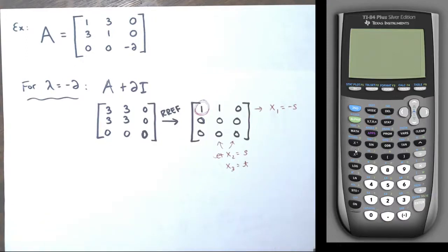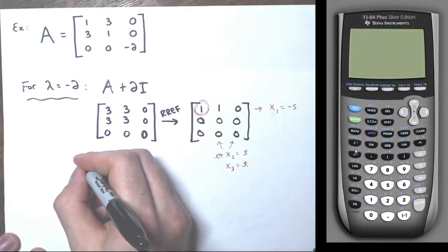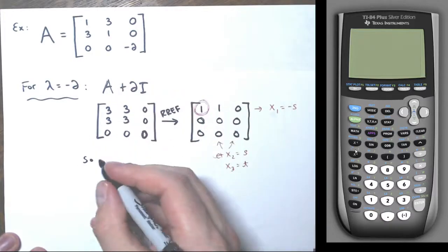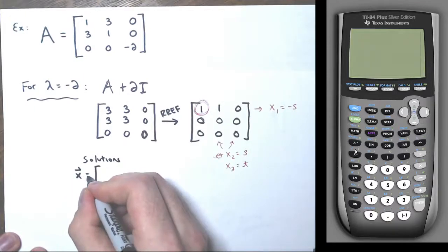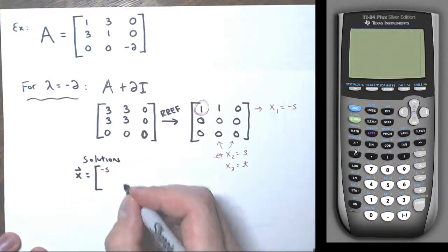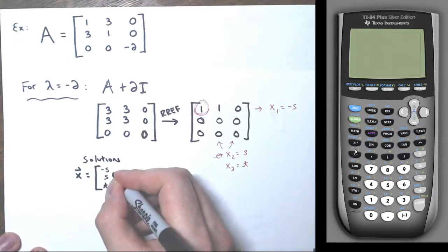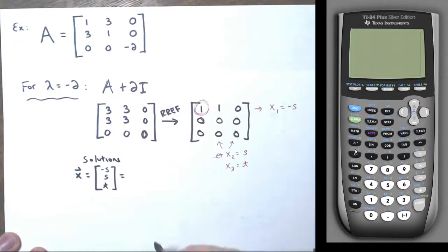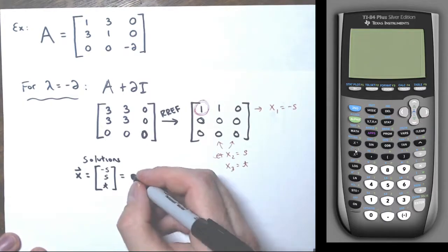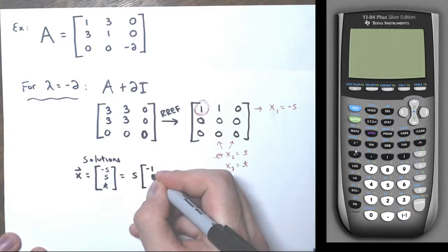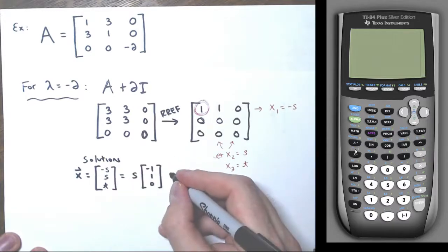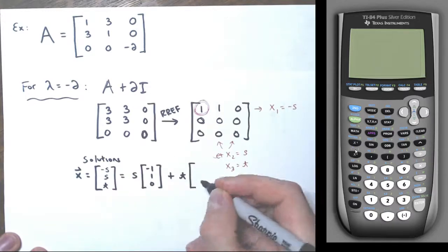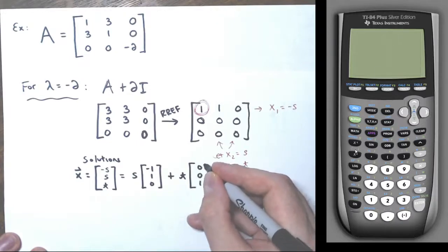So I'll actually take the time to write this one out. The solutions to my equation, A plus 2I times x equals 0, would look like this. I'd replace my vector x with -s for x1, s for x2, t for x3, and I can spread these out. There's 2 free variables, so I can write this as a linear combination of 2 vectors, one involving s. This would be s times -1, 1, 0, just using the coefficients of s down this vector here, plus one involving t, and the coefficients of t are 0, 0, 1.